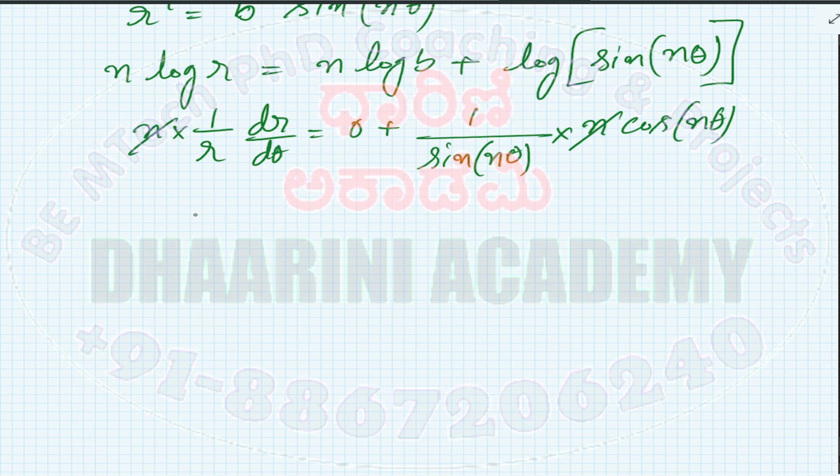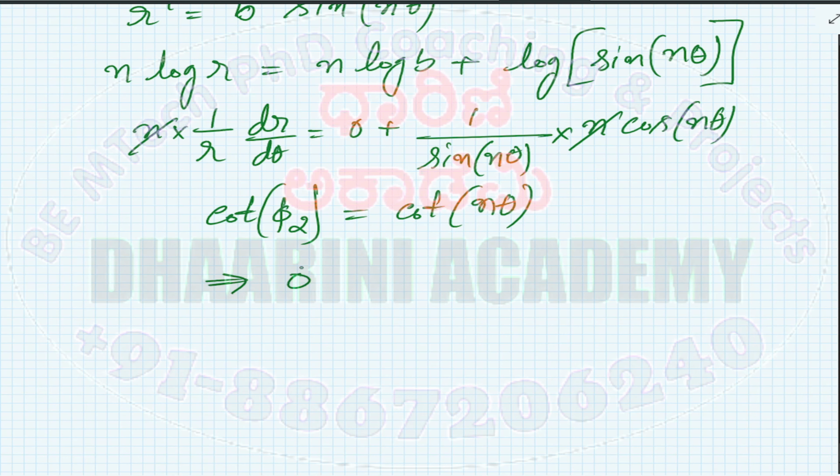Now on the left hand side I have cot phi, but for the second function I call it phi 2. Okay, cot phi 2 is equal to, now you see this is cos by sine, which is cot of n theta. So cancelling the cot on both sides, phi 2 becomes equal to simply n theta. This is the value of phi for the second function.